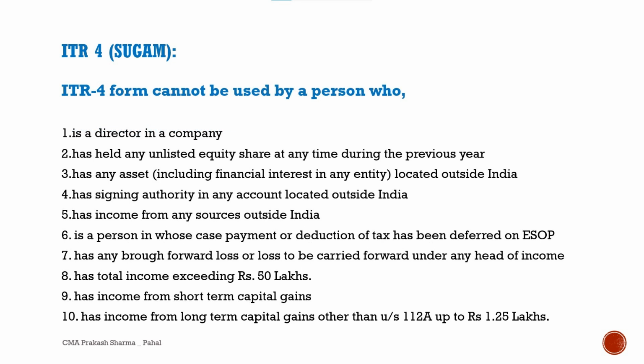ITR 4 form cannot be used by a person who, number 1, is a director in a company. Number 2, has held any unlisted equity shares at any time during the previous year. Number 3, has any asset including financial interest in any entity located outside India. Number 4, has signing authority in any account located outside India. Number 5, has income from any sources outside India. Number 6, is a person in whose case payment or deduction of tax has been deferred on ESOP. 7, has any brought forward loss or loss to be carried forward under any head of income. Number 8, has total income exceeding rupees 50 lakhs. Number 9, has income from short-term capital gains. And number 10, has income from long-term capital gains other than under section 112A up to rupees 1.25 lakhs.